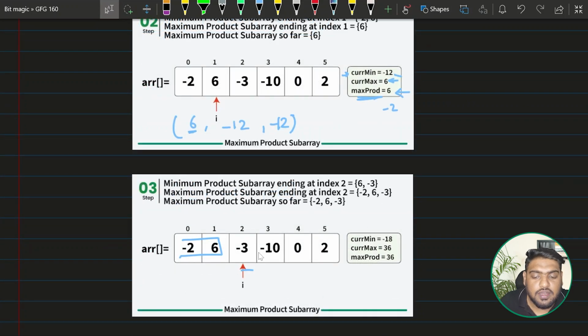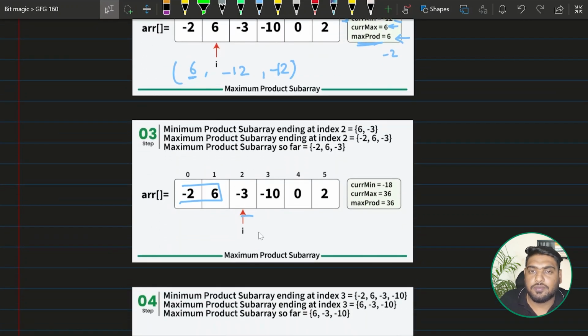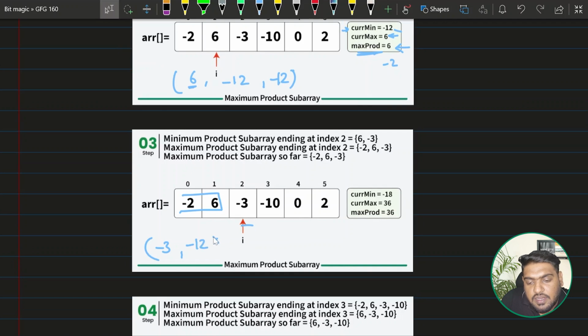Now once we choose -3, again we have three situations. -3, the number as it is, comma, the minimum one. Actually, hold on, -18 is not calculated here. This one. The minimum one that we have previously is -12. -12 multiplied with -3, notice here, or the maximum value that we have, 6 multiplied with -3. We have these three situations: current minimum multiplied by ith, current maximum multiplied by ith, and the ith value. So out of these three, which would be the maximum value? This one, resulting in positive 36, right?